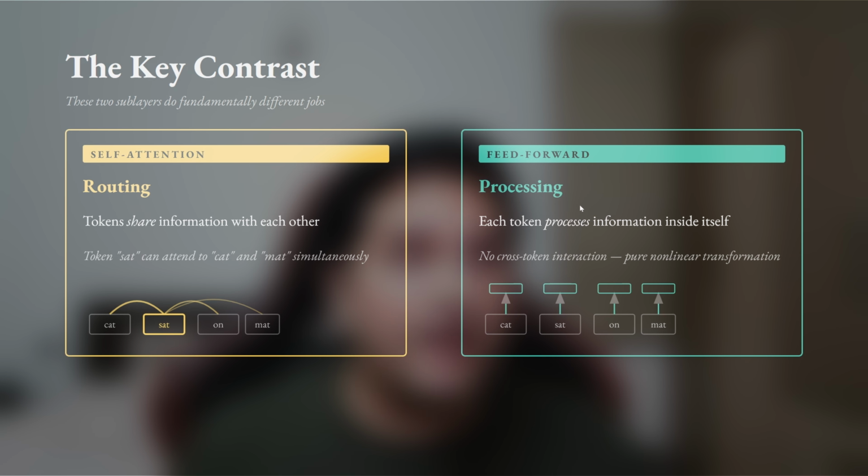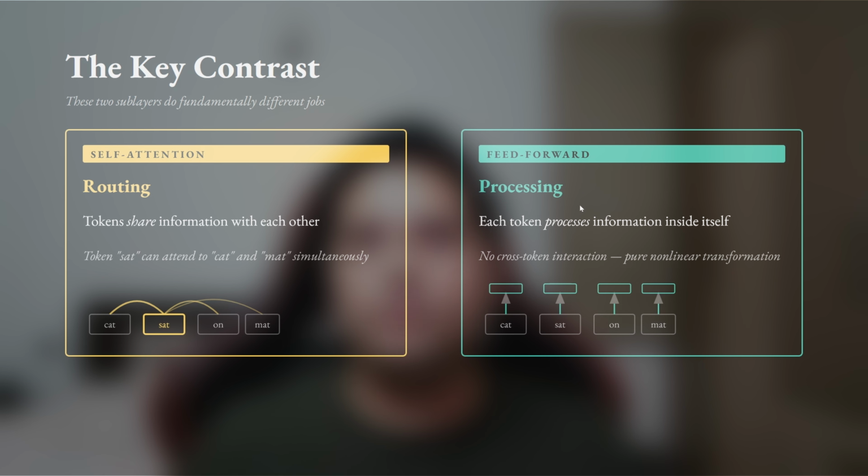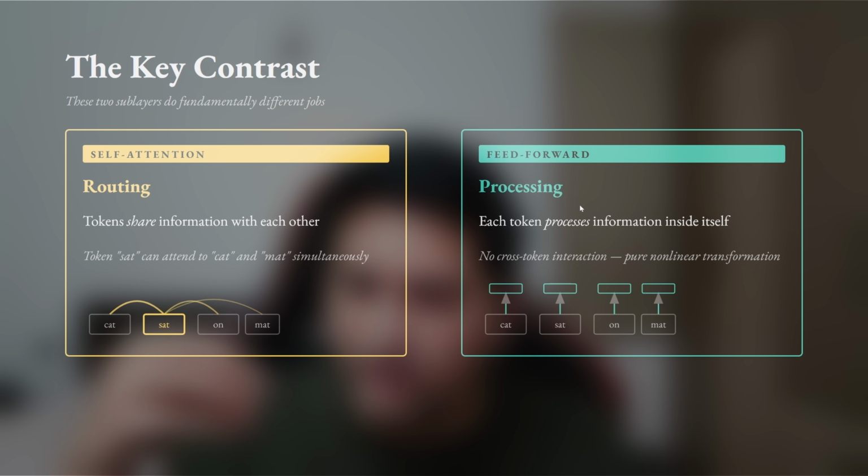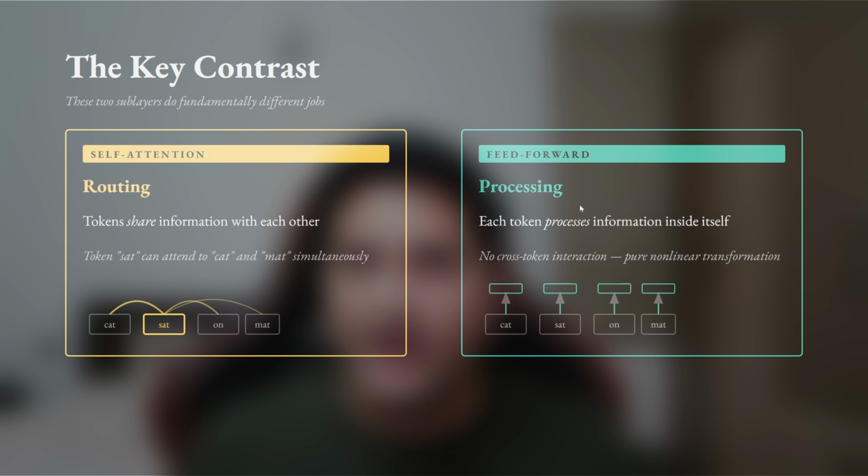On the other hand, the feed-forward network is a processing engine. Its job is not to move information between positions. It is to transform the information it has already inside each position. After "sat" has gathered the context from "cat," "mat," and everywhere else through self-attention, the FFN applies a non-linear transformation to that enriched vector. The mini diagram here shows the four isolated boxes with only vertical arrows, right? Nothing connects them horizontally. Pure independent transformation, position by position.